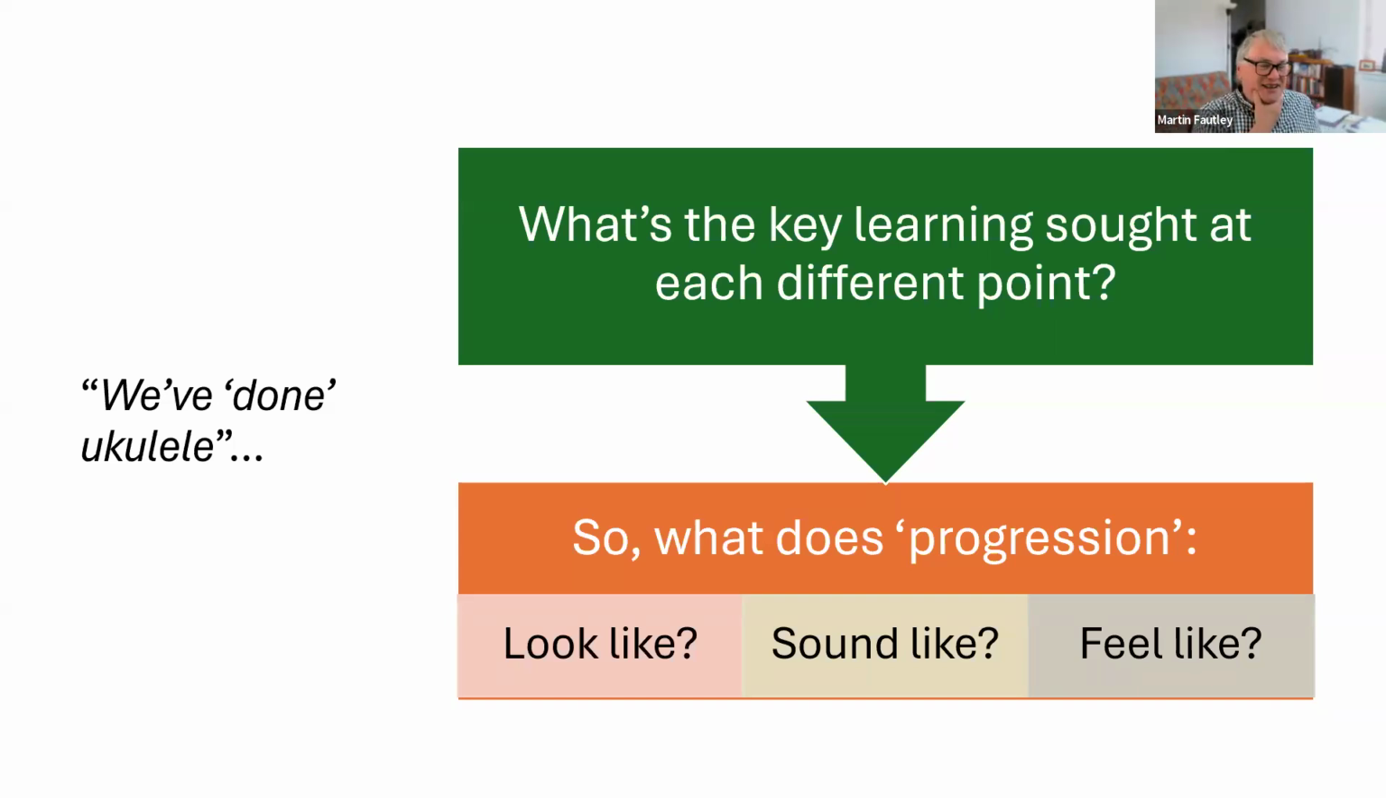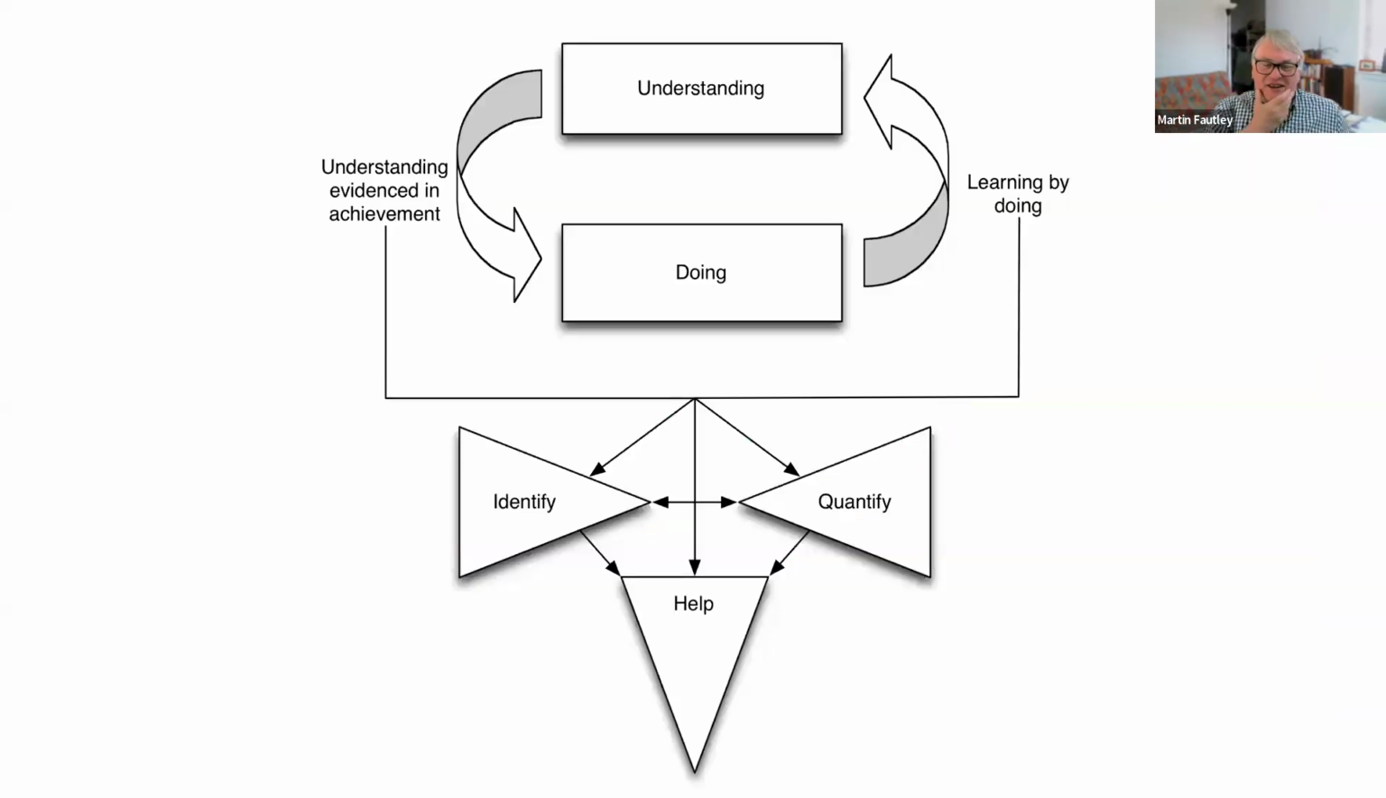So on the next slide is a diagram that looks relatively complex, but hopefully I'll try and make it simpler. In music, what we have is this constant round and round of understanding and doing. What does that mean? In music, you learn something by doing it, and then you show that you understand it by being able to do it.